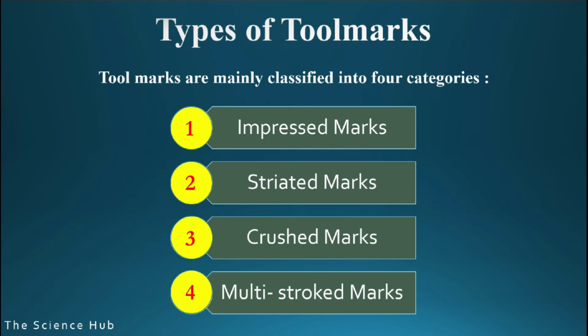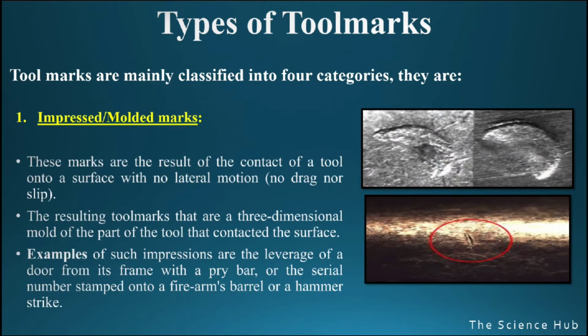Now, the types of tool marks. Tool marks are mainly classified into 4 types. First, impressed marks. Second, striated marks. Third, crushed marks. And fourth is the multi-stroke marks. So now, we will discuss the types of tool marks in detail.